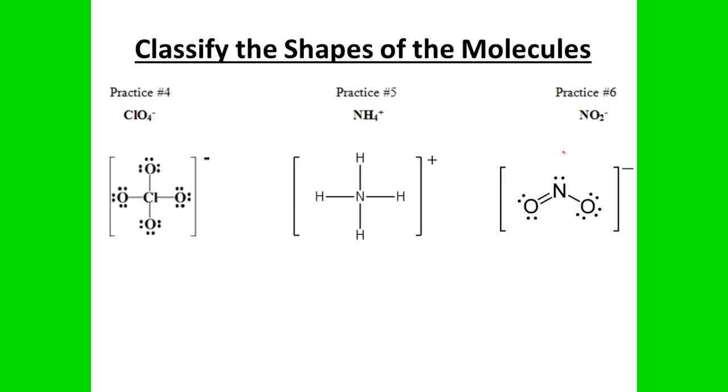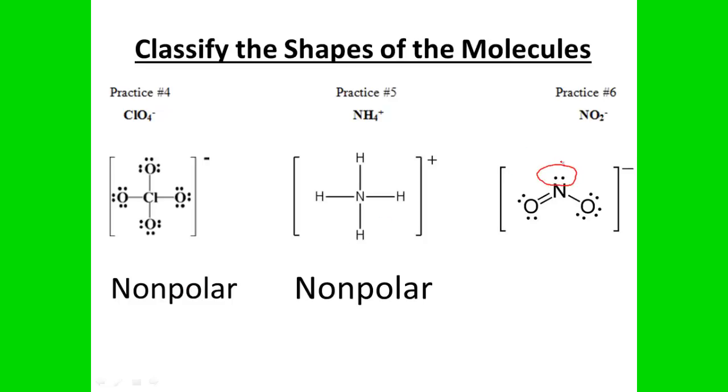And our final ones, ClO4, symmetrical, so it's nonpolar. NH4, symmetrical, even with the plus charge on the outside, all 4 hydrogens equally pulling, so they all balance out. So in the end, both of these are nonpolar. And N2O, lone pair of electrons around it, causes it to be polar.